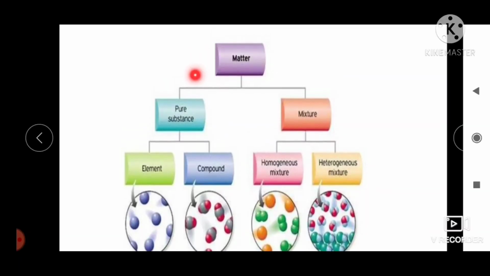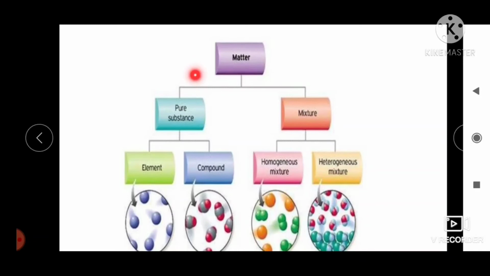You have learnt that at the microscopic or bulk level, matter can be classified as mixtures and pure substances. And the pure substance is subdivided into elements and compounds. And the mixtures are subdivided into homogeneous mixture and heterogeneous mixture.